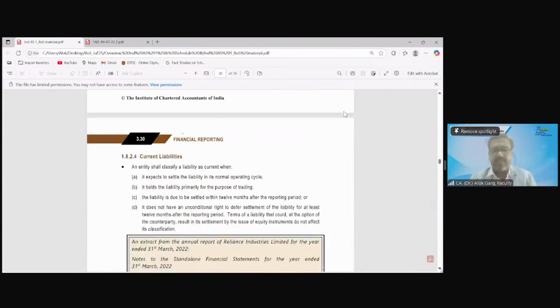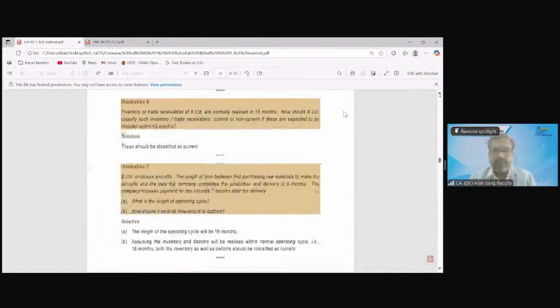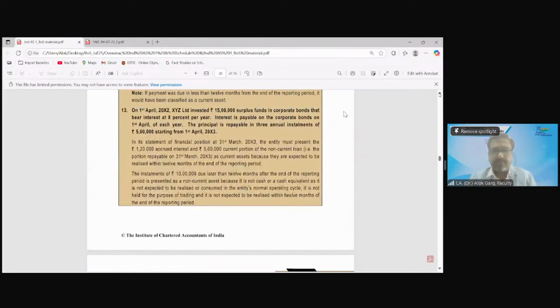This is again the same example, right? So one of the examples I wanted to cover. On 1st April 2002, XYZ Limited invested 15 lakh surplus funds in corporate bonds that bear interest at 8% per annum. Interest is payable on the corporate bonds on the 1st April of each year. The principal is repayable in 3 annual installments of rupees 5 lakh starting from 1st April 2003.